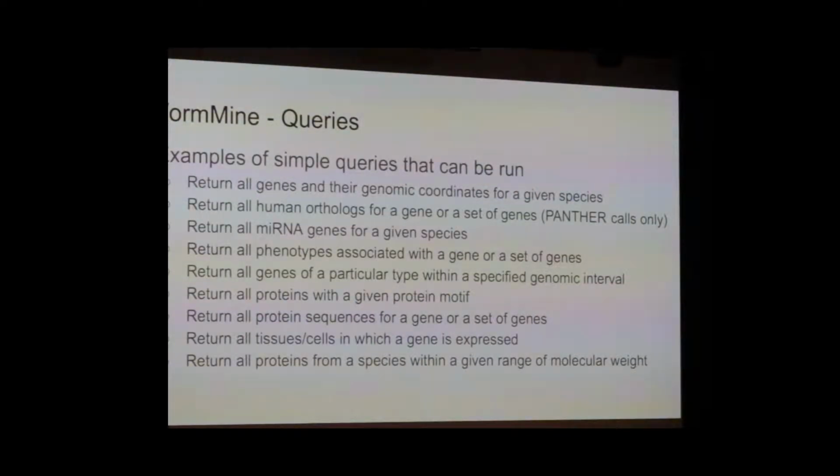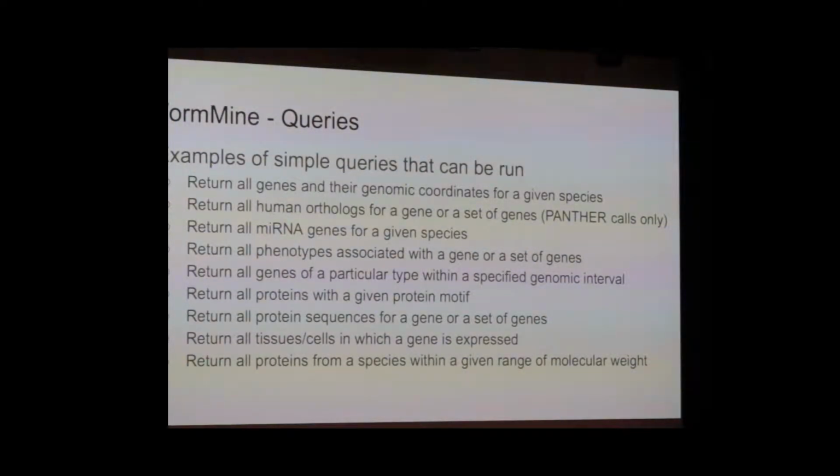You can find, for example, all of the microRNA genes for a given species, or all the ribosomal RNA genes, any of the gene types. You can find all the phenotypes associated with a gene or a set of genes. You can return all genes of a particular type within a specific genomic interval. If you want to know all microRNAs within the left arm of chromosome 3, you can do that.